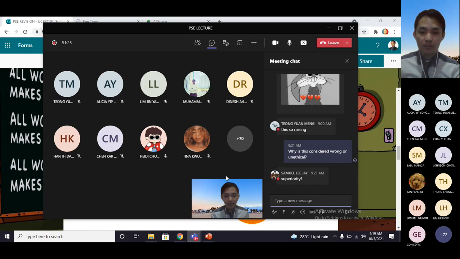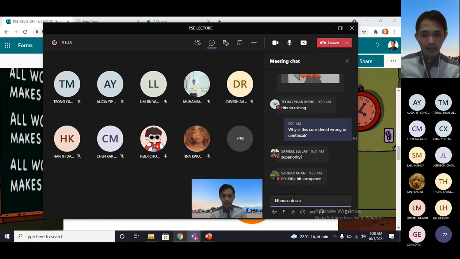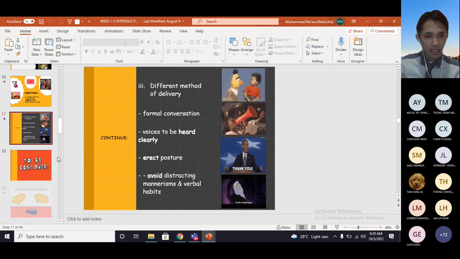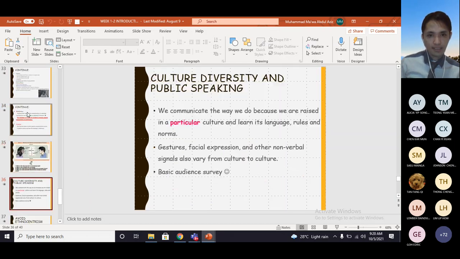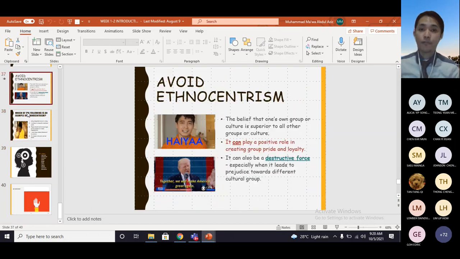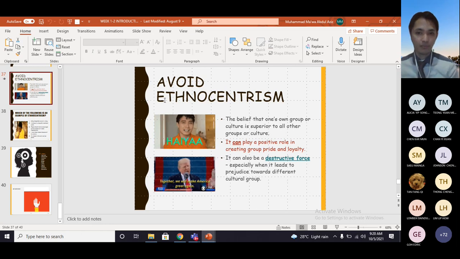Samuel said superiority. Very good. Here you're basically saying that your country is more superior than others because you're directly comparing. And if you recall, we learned something called ethnocentrism. I think that is in our first chapter. You can go through this later. Let me find out. I think it's here. Okay, it's in your first introduction chapter, which is ethnocentrism.